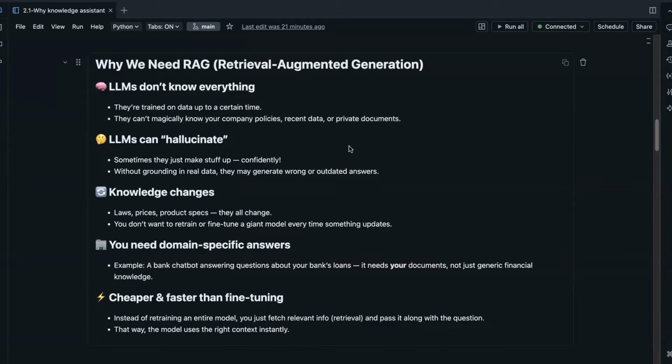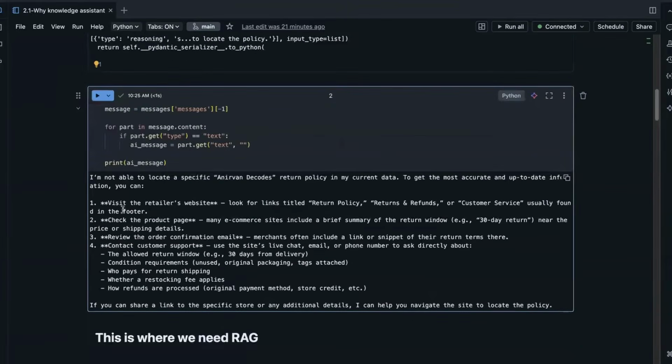I'll talk about how you create the data, how you feed the data to the LLM, and all that. LLMs can hallucinate. If you see at the top, it starts talking about a few things that it knows. It says okay, visit the retailer's website, check the product page. Even if you do not have a product page, it will start making up some content. This is a very common issue with LLM models, that they try to hallucinate. It will try to give you some response even if it doesn't know the answer.